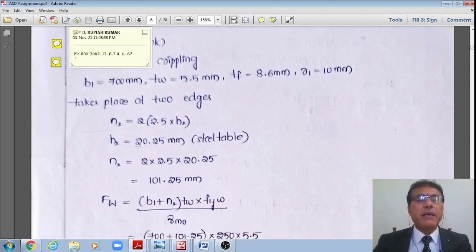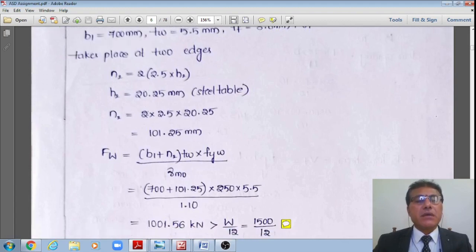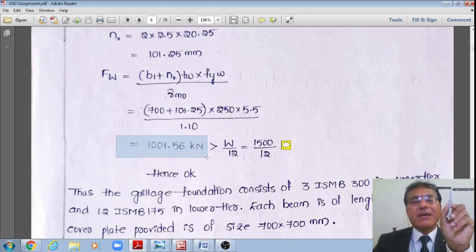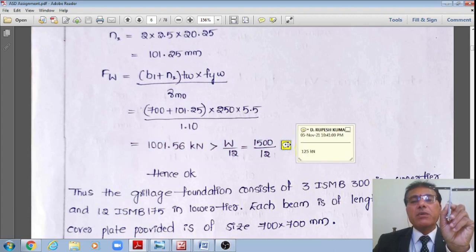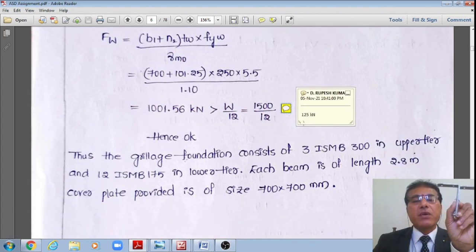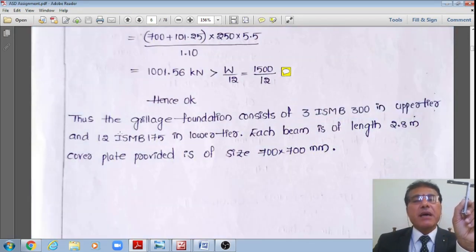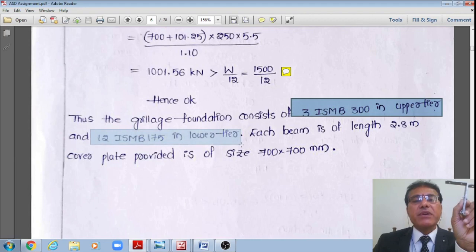Check for web crippling. If I do it as per this code specification, which I elaborately explained in the previous class, I can find that the buckling load for each of these sections, the web will buckle at a load of 1001.56 kilonewton, whereas the load coming onto the web is just 125 kilonewton. Therefore, it is okay. That is how I am now fixing 3 ISMB 300 in the upper tier and 12 ISMB 175 in the lower tier.